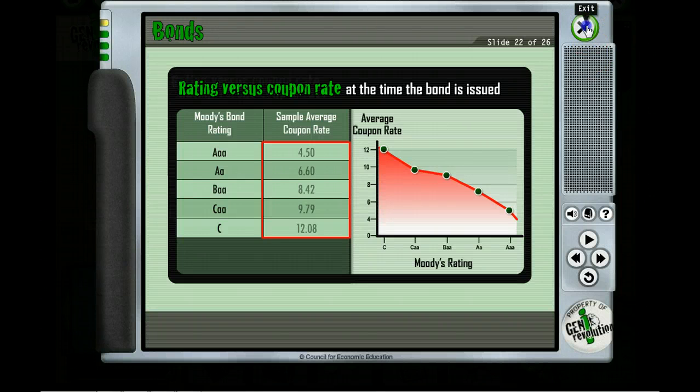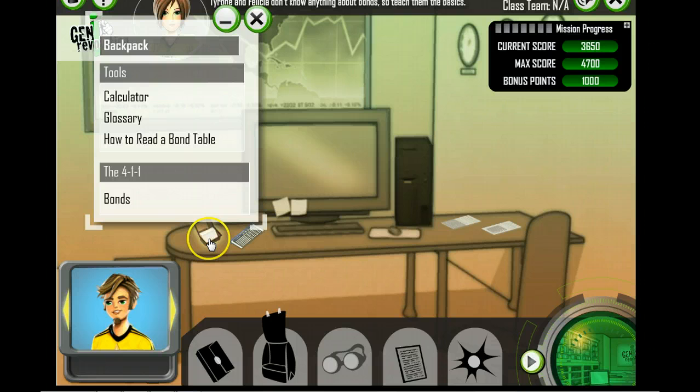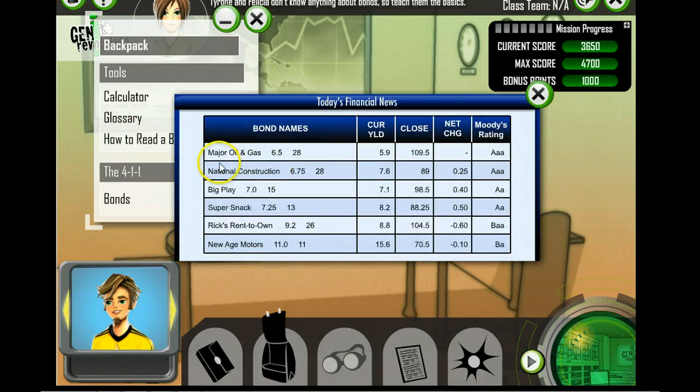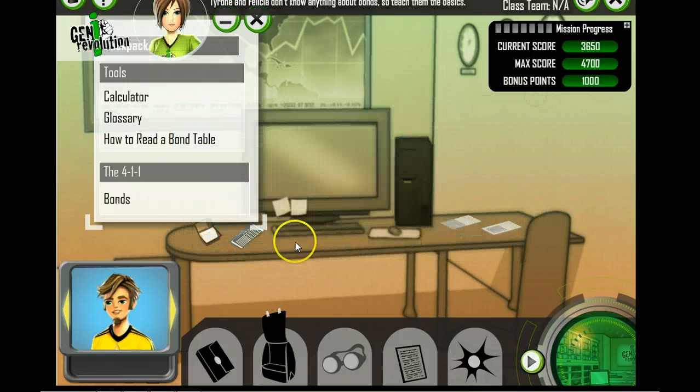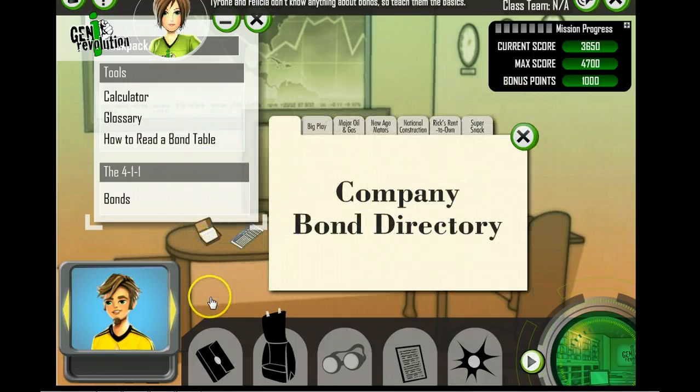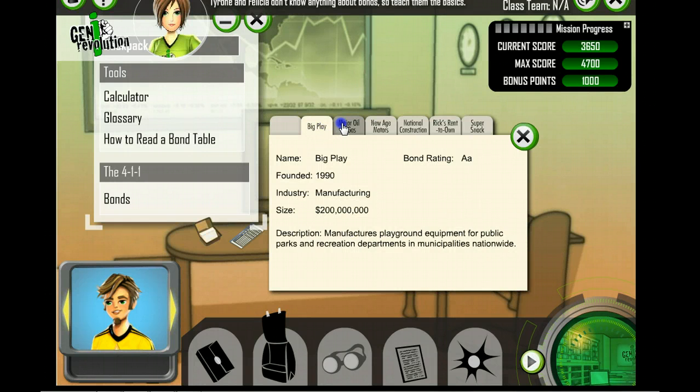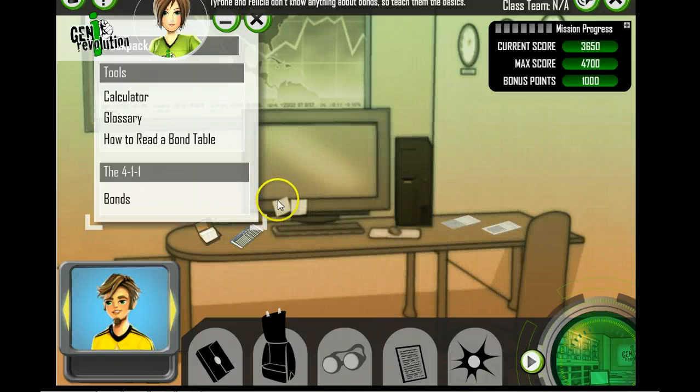So I'm going to leave the 411 right now, and I'm just going to click around and show you where some things are that you're going to need. I'll tell you that having the glossary handy is going to be helpful. Here's how to read a bond table. You're going to need how to read a bond table so that you understand the bond table that you'll be asked about, which is right here. So you'll find that right there. Here's the bond directory. There are questions where you're going to use that folder.